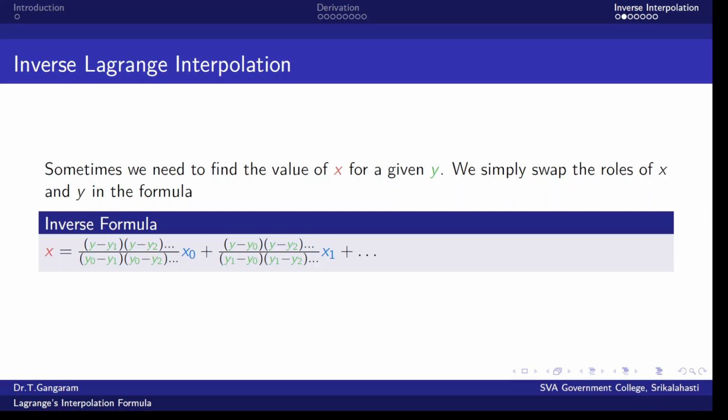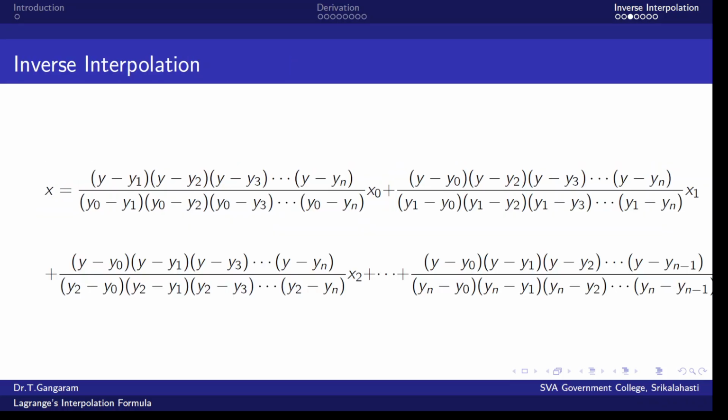The inverse formula is given by x is equal to (y minus y1)(y minus y2) so on, divided by (y0 minus y1)(y0 minus y2) so on, into x0, plus (y minus y0)(y minus y2) so on, divided by (y1 minus y0)(y1 minus y2) so on, into x1, plus so on. We need to multiply with x0, x1, x2, so on, xn, and the last term contains y minus yn minus 1.